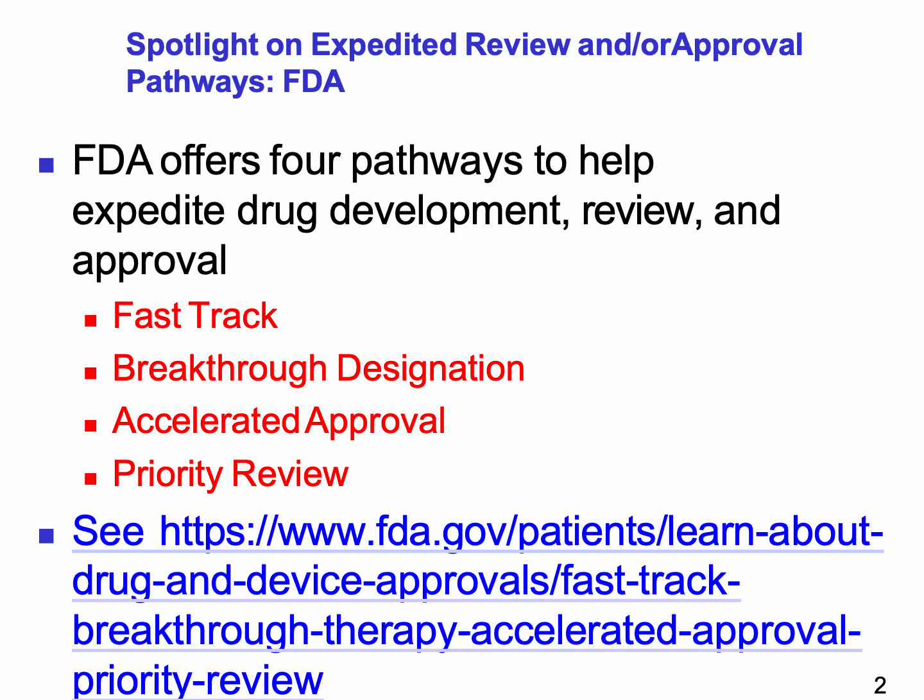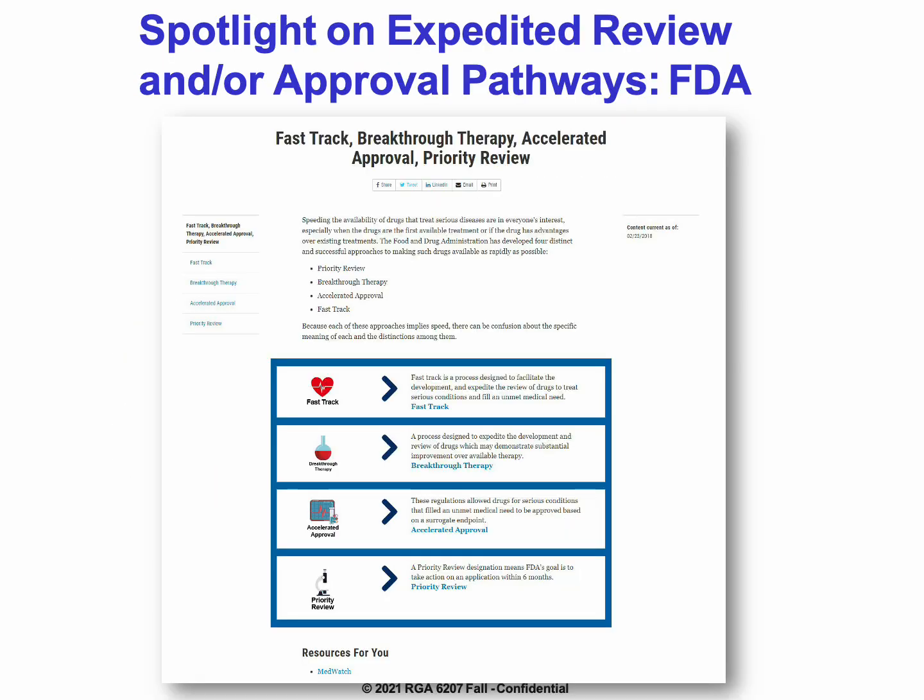Now, FDA offers 4 pathways to help expedite drug development, review, and approval. Here we can talk about the fast track, breakthrough designation, accelerated approval, and priority review. So here, of course, if you would like to know more about those accelerated pathways, you can always search on search engines, or go to the FDA website and access the fast track, breakthrough therapy, accelerated approval, and priority review documents on their website.